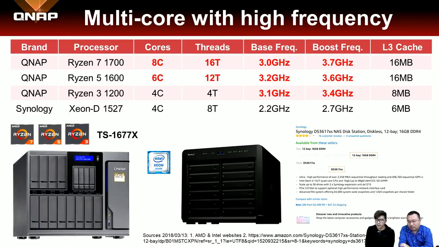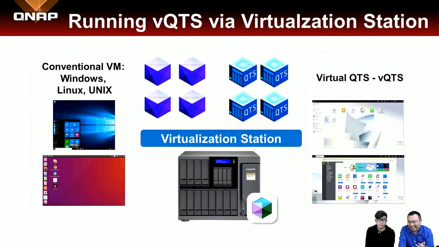Okay. So now with such a high frequency compared to the other models, what kind of benefits do you get from the high frequency and high number of threads? Surprise me. Okay, so at QNAP, we also launched virtual QTS, called VQTS, for the 77 series a few months ago. So of course the 1677X also supports it. So now you can instantly create a virtual QTS on this device, and there are many benefits associated with that. Let's take a look at the first one.